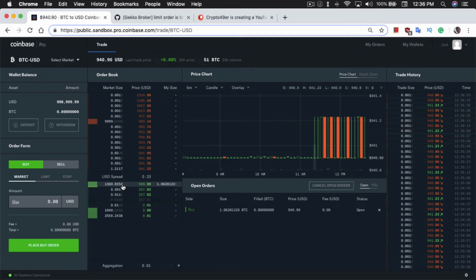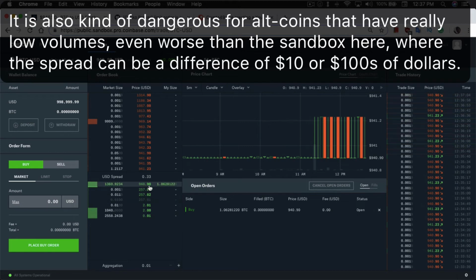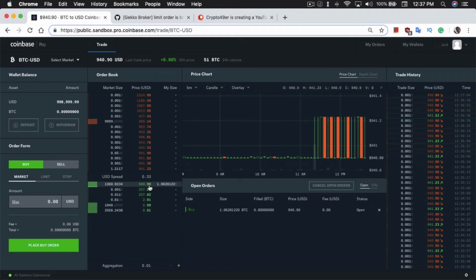Is it always a good thing to be guaranteed execution? I mean, not necessarily, because you are losing that better price. So if they execute at 940.90 and you execute at 941.22, you are obviously not getting the price that they are. But at the same time, you are definitely getting your order filled almost immediately, because you're right below the ask, and you're not paying any fees for this order because it's still a limit order. So I'm going to show you how to do this.